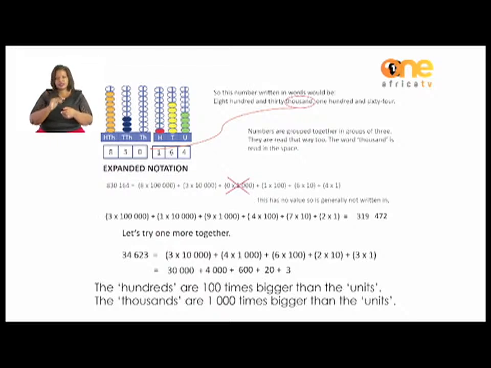Let's try some more examples together. We have 34,623. If you have to expand that, you can do it exactly how it's shown on that slide. And then your final answer should be 30,000 plus 4,000 plus 600 plus 20 plus 3.